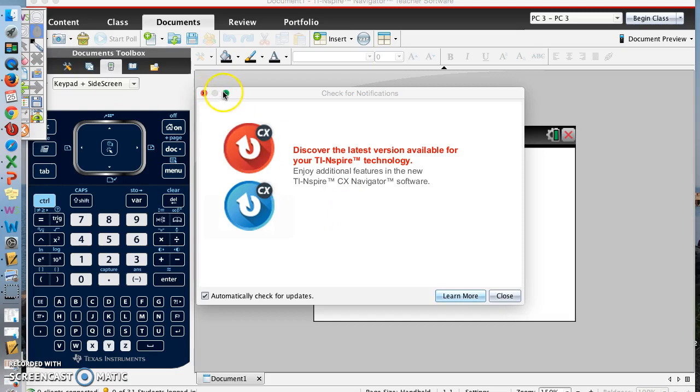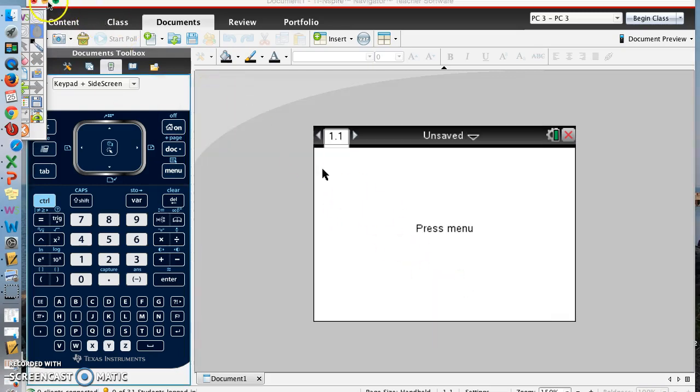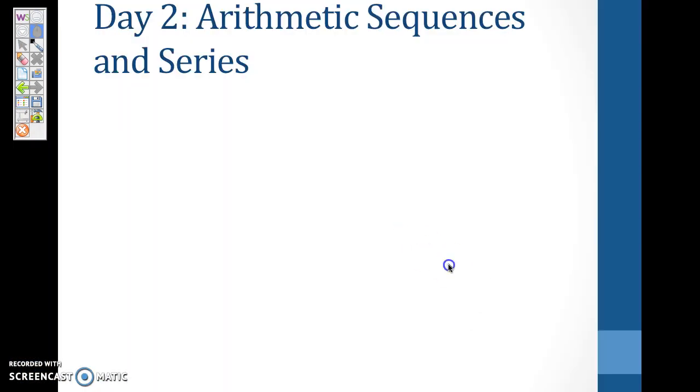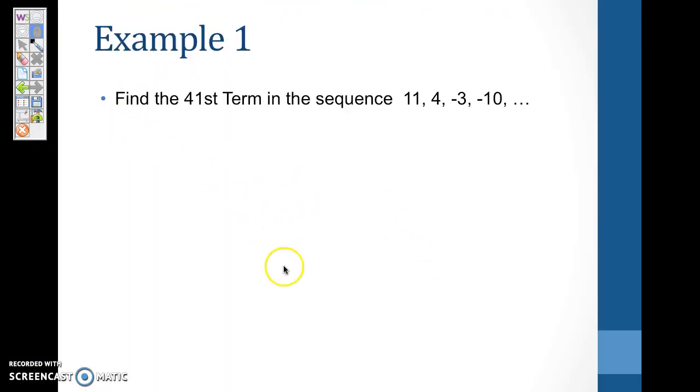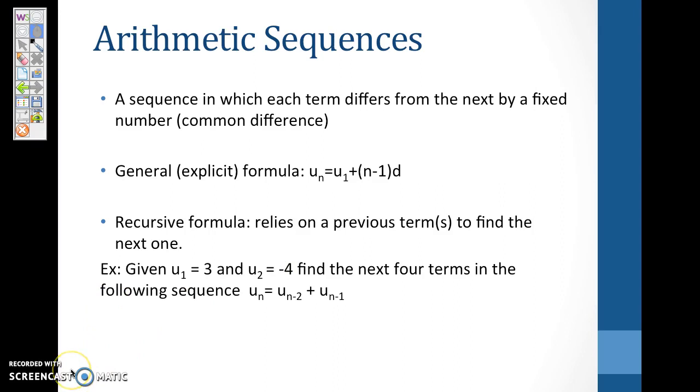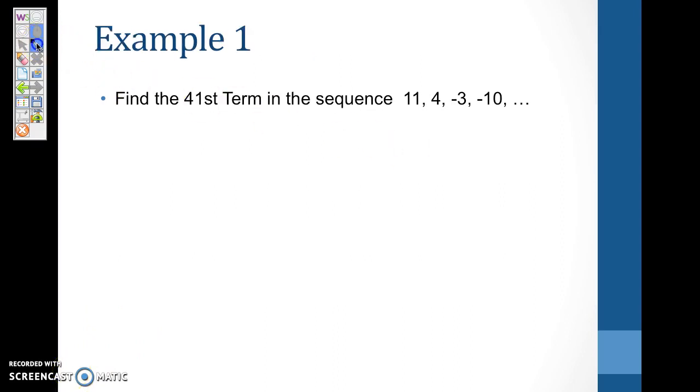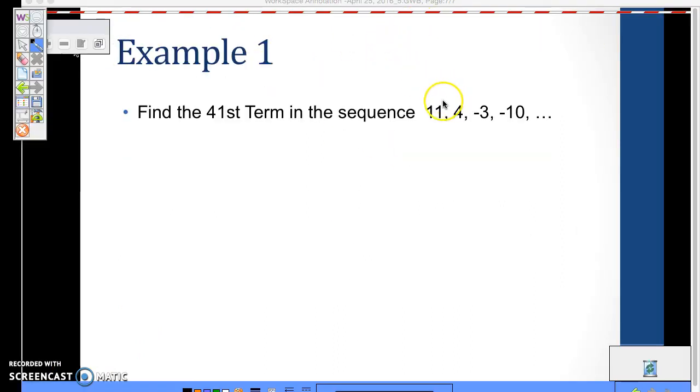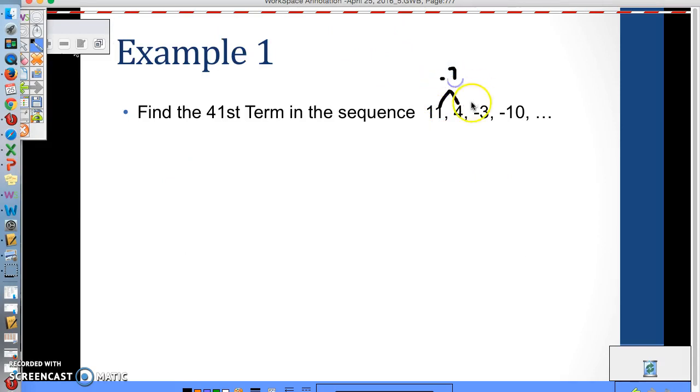Now, quite often you'll see a formula for that. Well, let's try this one first. So the 41st term. Well, what are we doing? We're subtracting 7.